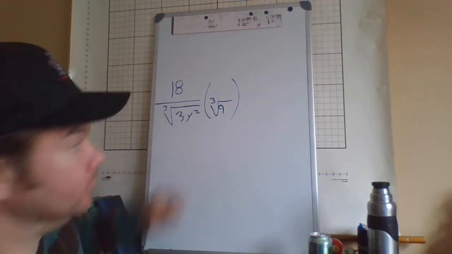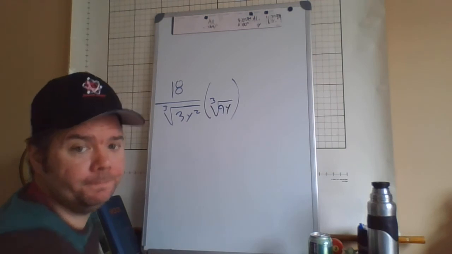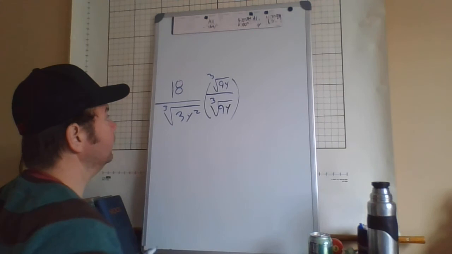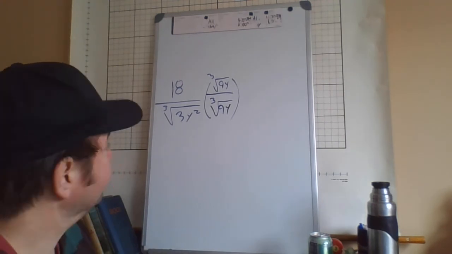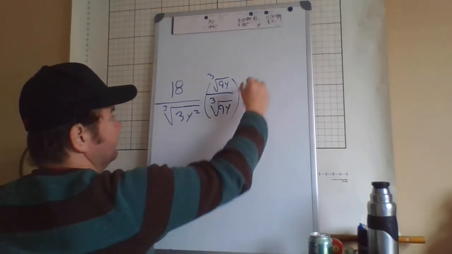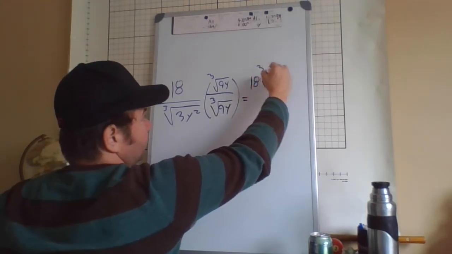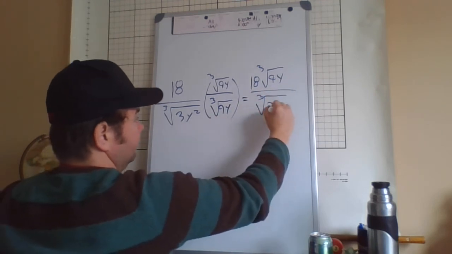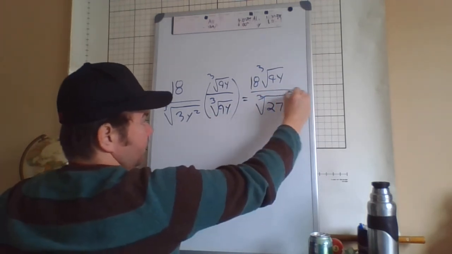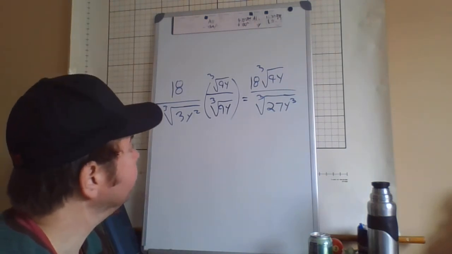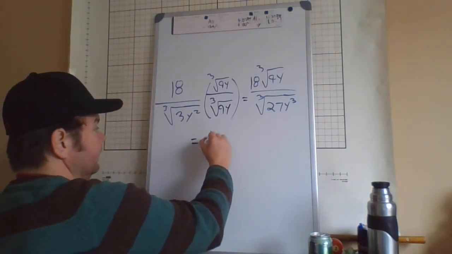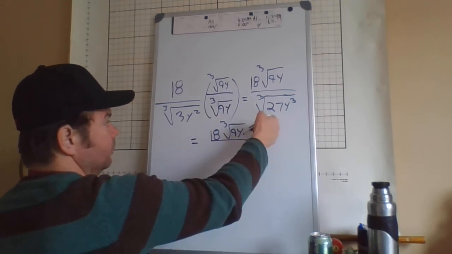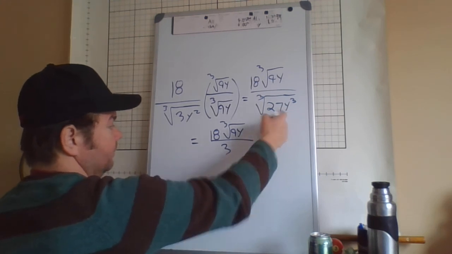What do I multiply by y squared? Just y. You've got to do the same thing up here, though. And now I'm ready to go. Start simplifying this. So in the top, you've got 18 times the cubed root of 9y. Down here, you've got the cubed root of 27 times y to the third, which equals 18 times the cubed root of 9y over the cubed root of 27, which is 3. The cubed root of y to the third is y.